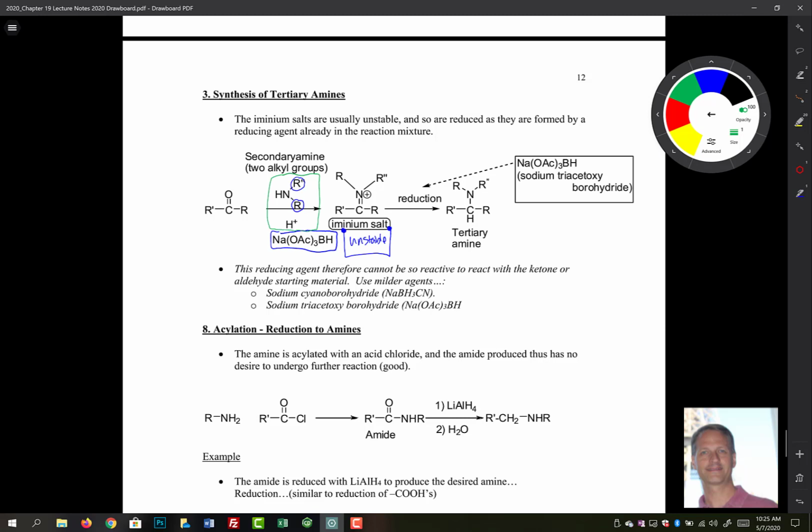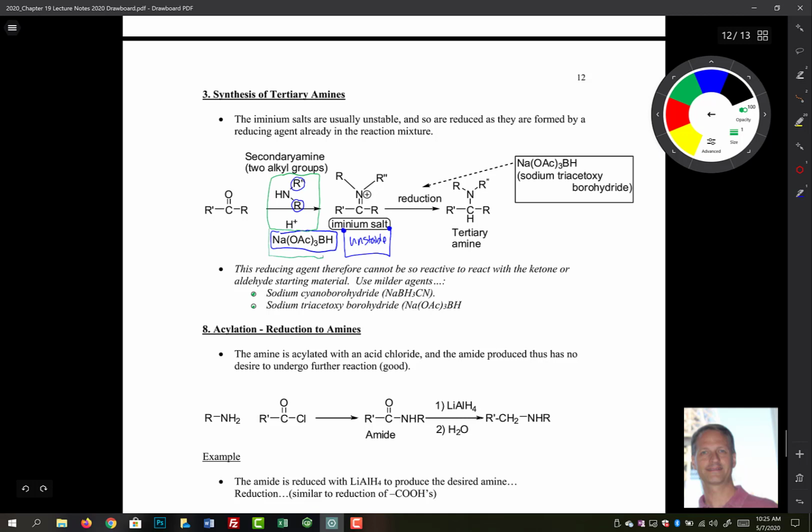So we're going to use a weakened form of NaBH4. So we're going to take off 3 of the H's and put a triacetoxy group there. So that's the one that our book commonly uses. So that's sodium triacetoxy borohydride. Another one that you're going to see there is sodium cyanoborohydride. But that's included as part of the reaction mixture.